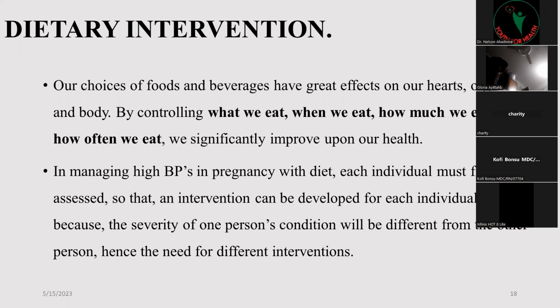So in managing someone with preeclampsia with diet, it comes in different ways. The person has to be assessed. That is, their anthropometry has to be taken, their biochemical data has to be checked, and their diet history has to be checked. Then they plan a meal and also make a diagnosis for the person. So it's not the same thing that runs across for everyone.